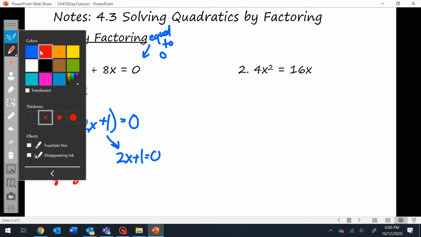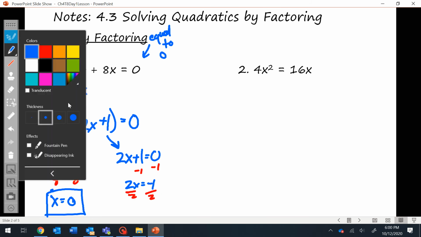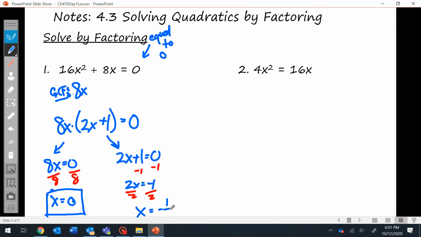I can divide by 8, and I can see that one of my solutions, or one of my x-intercepts, would be 0. I can solve the second equation by subtracting 1, which gives me 2x is equal to negative 1, and then dividing by 2. So my other solution is x equals negative 1/2. This should make sense. This is a parabola, and it crosses the x-axis in two places, at 0 and at negative 1/2. These are my two solutions. That's it, I've now solved this.